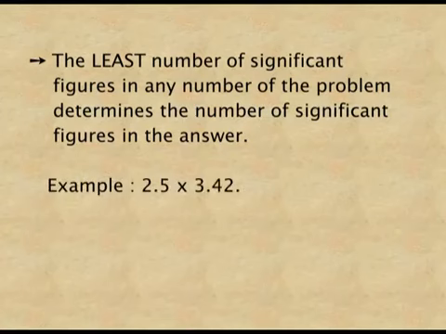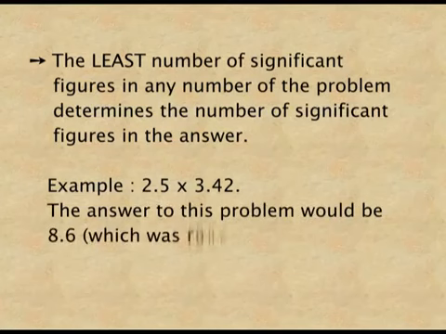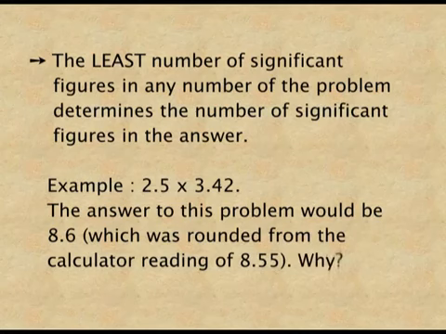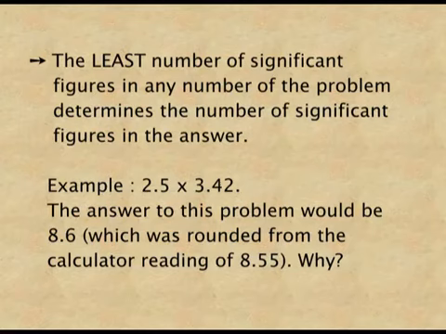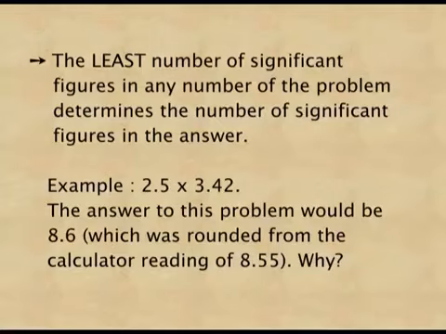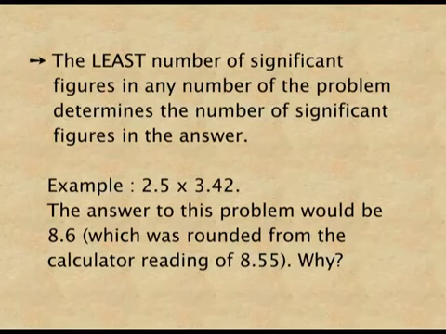Let's see an example. I'm just multiplying 2.5 into 3.42. With normal multiplication, the answer comes out to be 8.55. But the answer reported is 8.6, that is, it has only two significant figures. Why only two significant figures? Because of the two numbers which I am multiplying, 2.5 and 3.42, 2.5 has only two significant figures. So my answer should have only two significant figures. This is all about the rules which we follow in doing simple calculations.